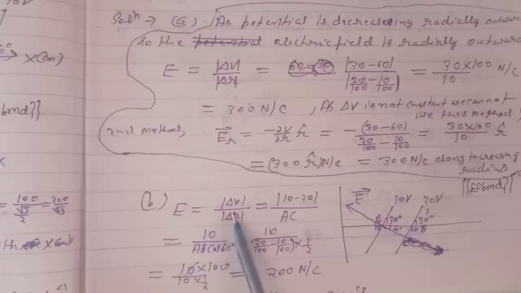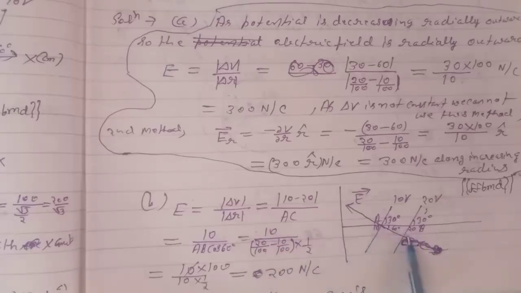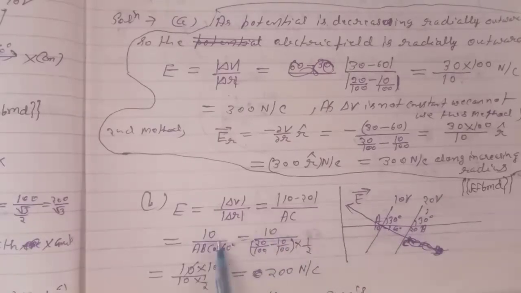The B can be solved. We have E equal to mode of delta V by delta R, mode of 10 minus 20 by mode of this distance AC, or 10 by AC is equal to AB cos theta, AB cos 60, 10 by 2 by 100 minus 10 by 100 into 1 by root 2, or 10 into 100 by 10 equals to 200 Newton per coulomb. Direction is 120 with x-axis.